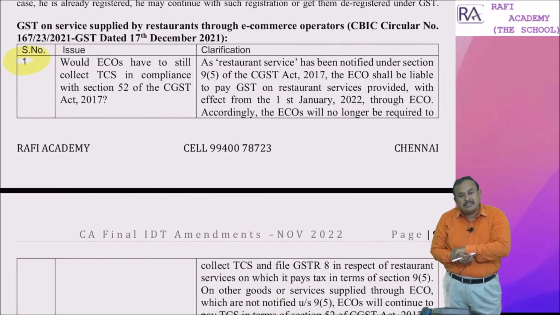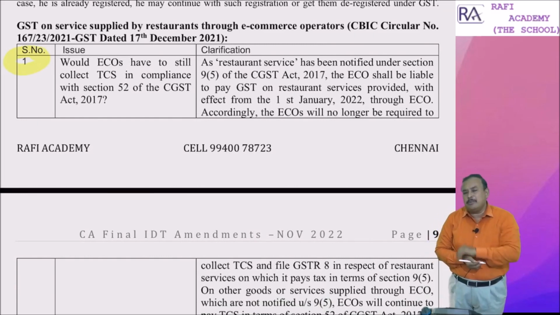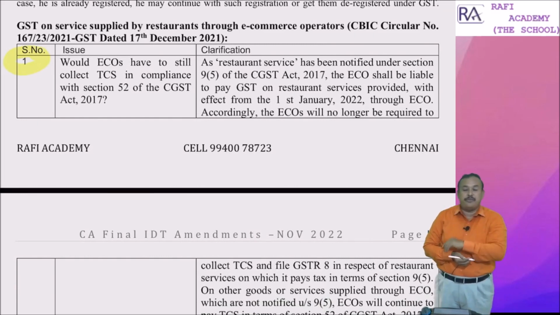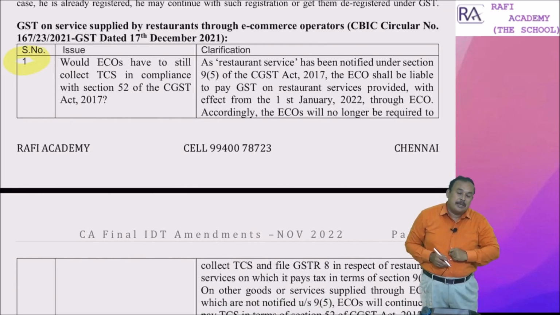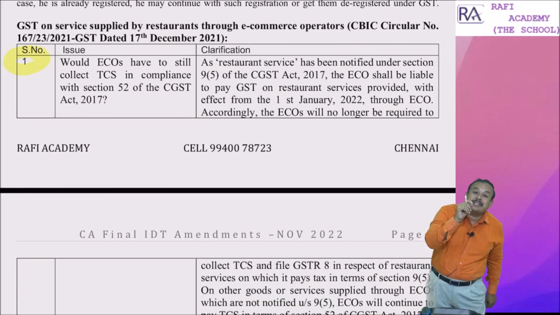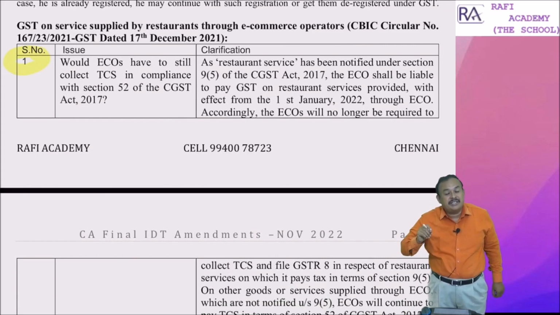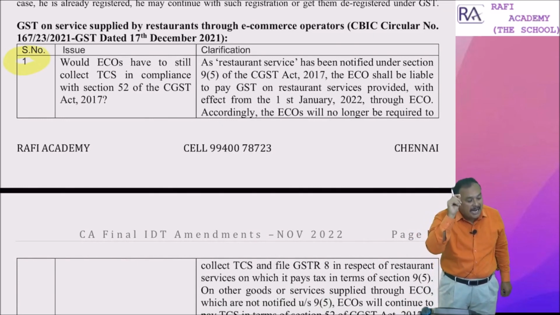The e-commerce operator is now going to pay GST under section 9(5) of the CGST for restaurant services provided through their channel. In that case, are they liable for TCS under section 52 of the CGST? I am telling you, section 52 of the CGST is applicable only to an e-commerce operator who is not paying the GST under section 9(5) of CGST, nor under section 5(5) of the IGST.